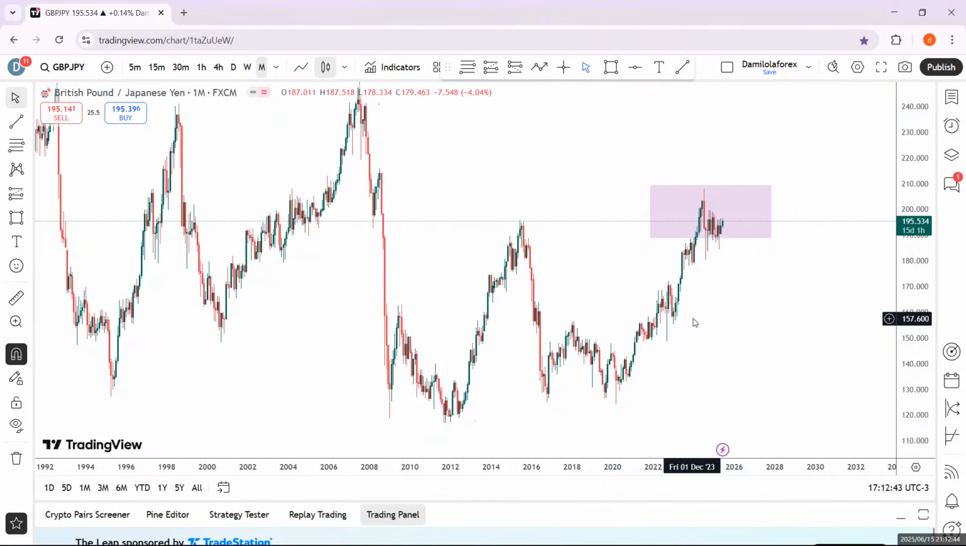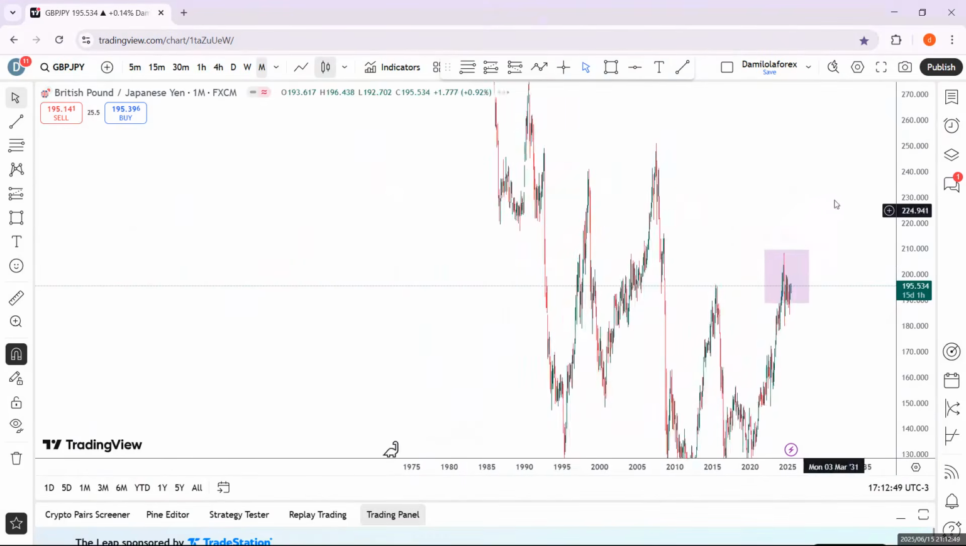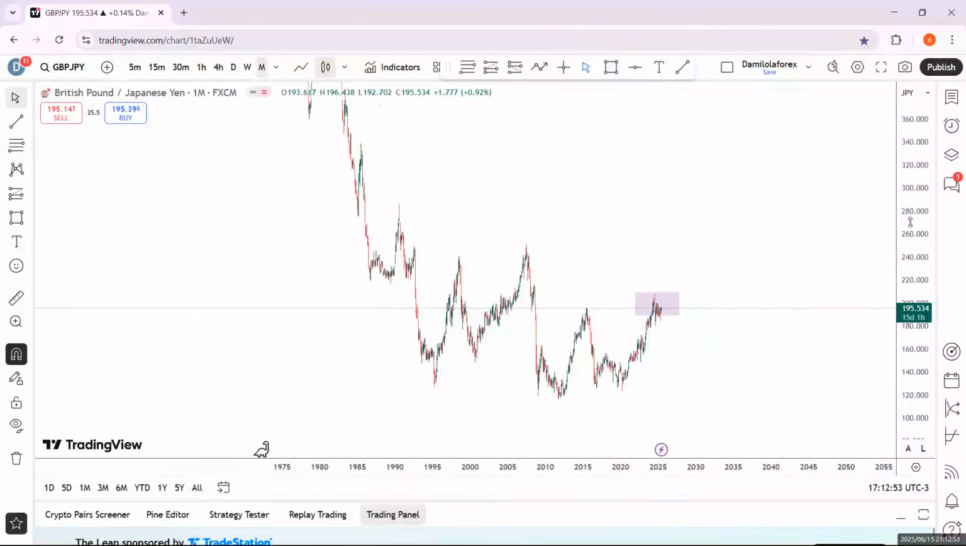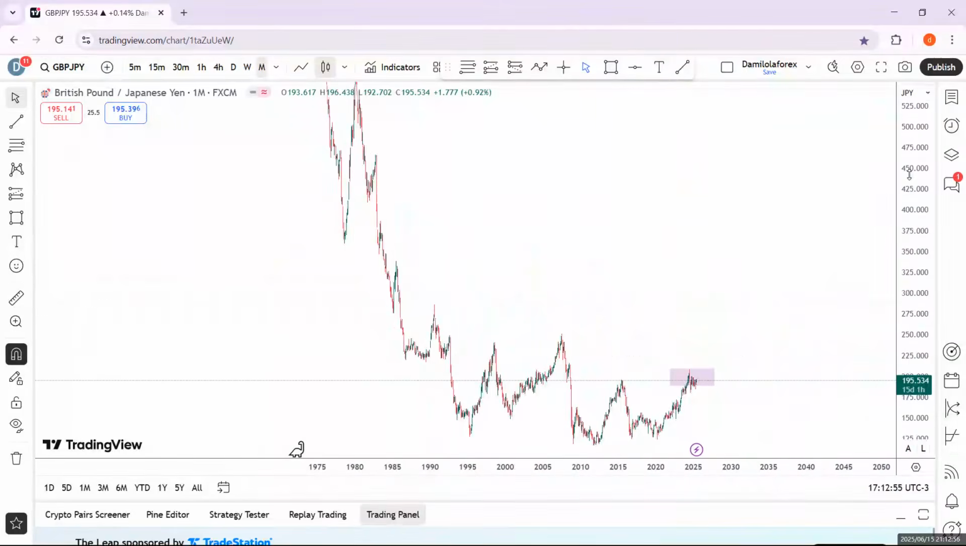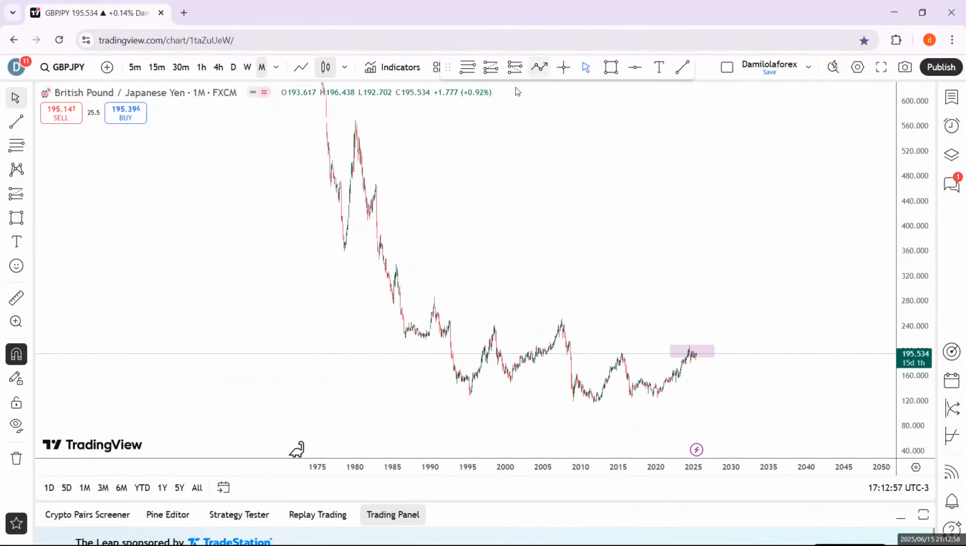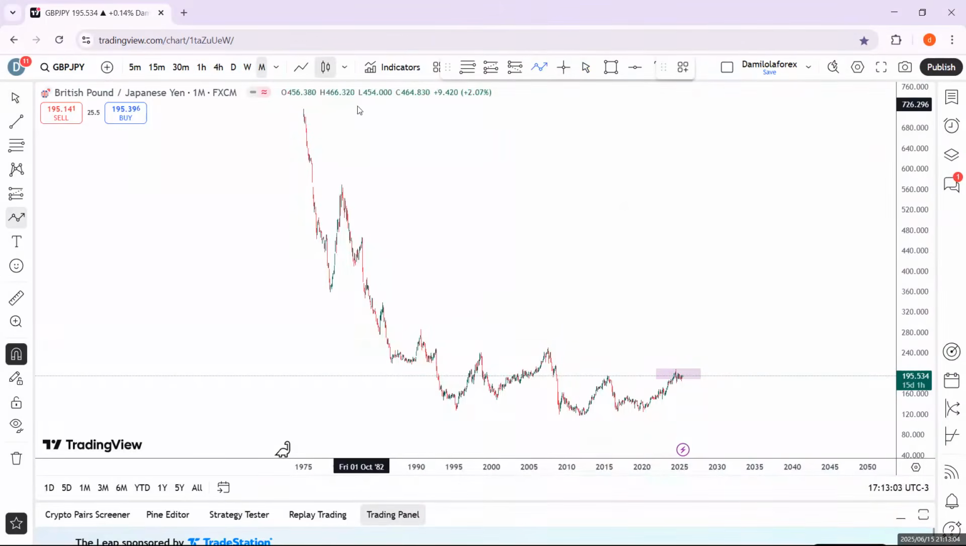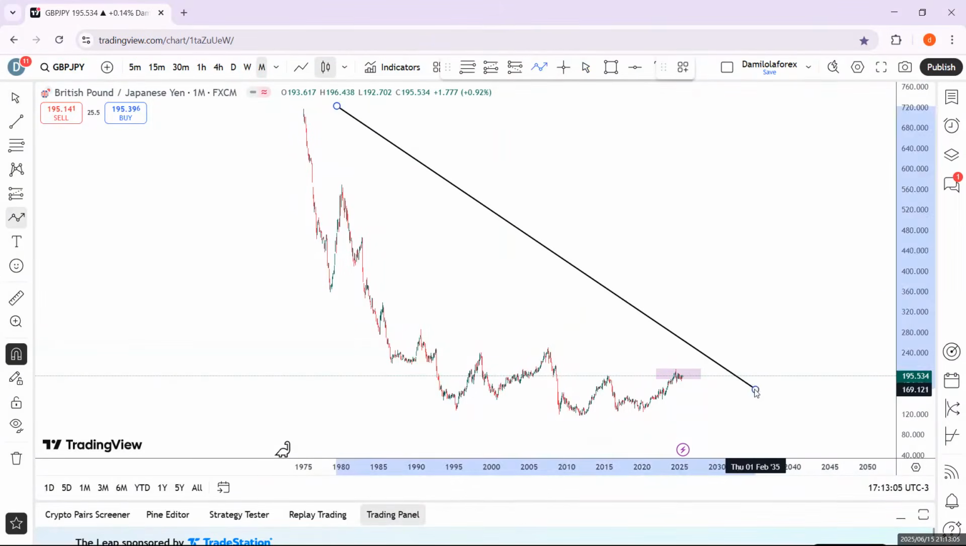Remember that these things are done on the monthly time frame. If we're trying to find the wave of the ocean, we can zoom out in its entirety. One thing that we can see on GBP JPY is that the wave of the ocean is very bearish. If we zoom out, we can see the information from 1975. We can see that this is the wave of the ocean. This is what the monthly time frame has shown us: the wave of the ocean in its entirety is bearish.